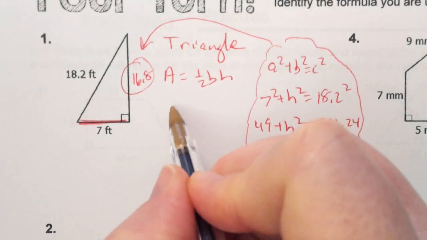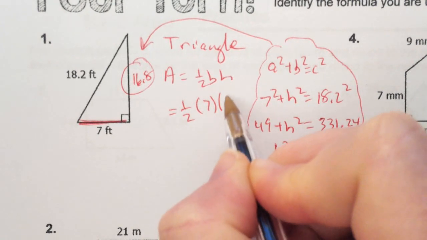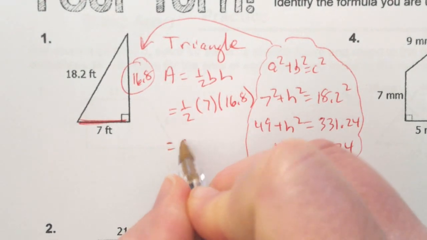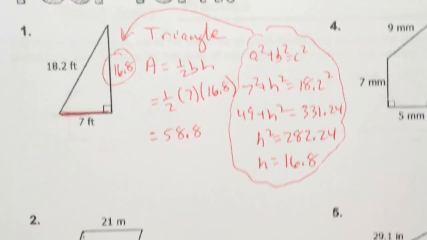All right, now we can do this. So it's 1/2, our base, which was 7, our height, which is 16.8. So 0.5, which is 1/2, times 7 times 16.8, you put that in the calculator, you get 58.8. Fantastico. All right, let's keep going.